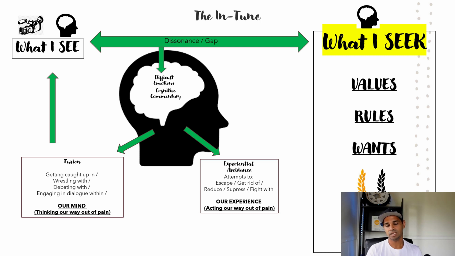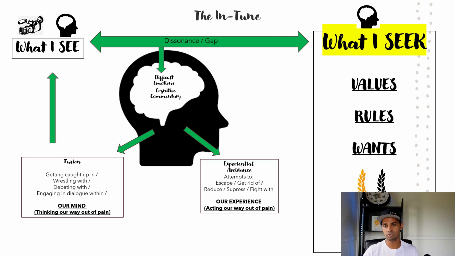In this analogy, the field is the reality of what I seek, or the field of this box here. In other words, what I seek in life is made up of values, the wheat, but also rules and wants, which I'm going to call the weeds. These are things that might have a very close resemblance to the values, but their foundation, their root, is perhaps different, or they're utilized differently in your life.